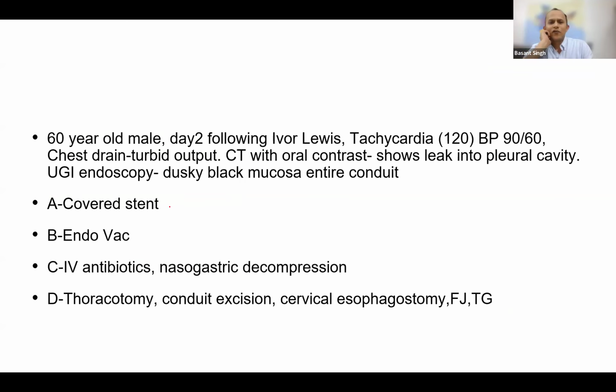This patient, day two following surgery, has tachycardia, BP is low, the chest tube has a turbid output, and there's basically a leak. Okay, the whole conduit is black. What do you do? So here we cannot use stent, endovac, all these things. We have to take down the conduit.